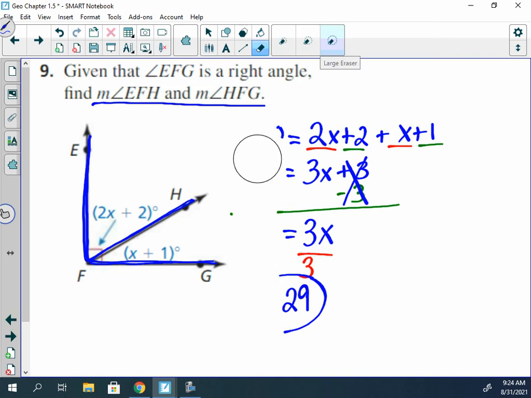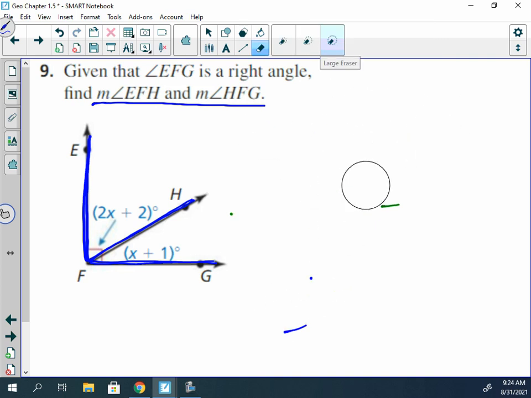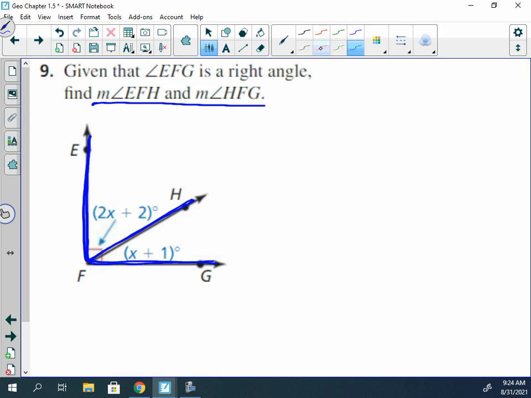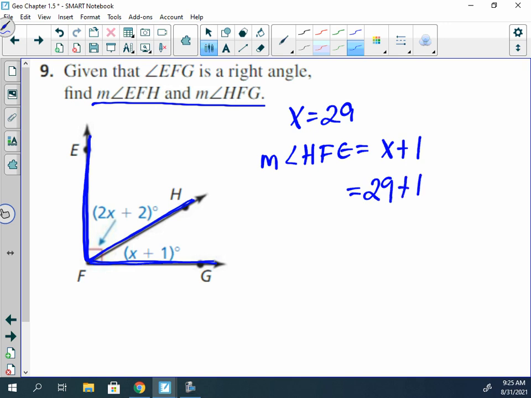Okay. I'm going to go on and erase it so I have a little bit more space. So why don't we do x plus 1 first? Because we said x is equal to 29. So the measure of angle HFG is said to be x plus 1, yes? So that would be 29 plus 1, which is? So the measure of angle HFG is 30.